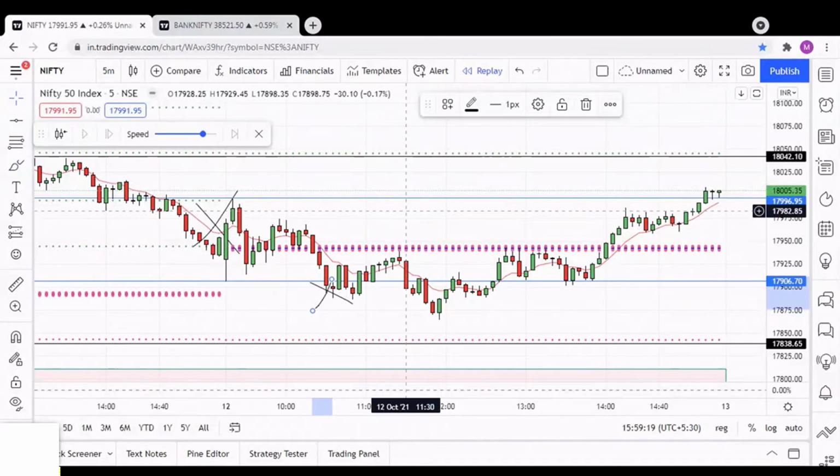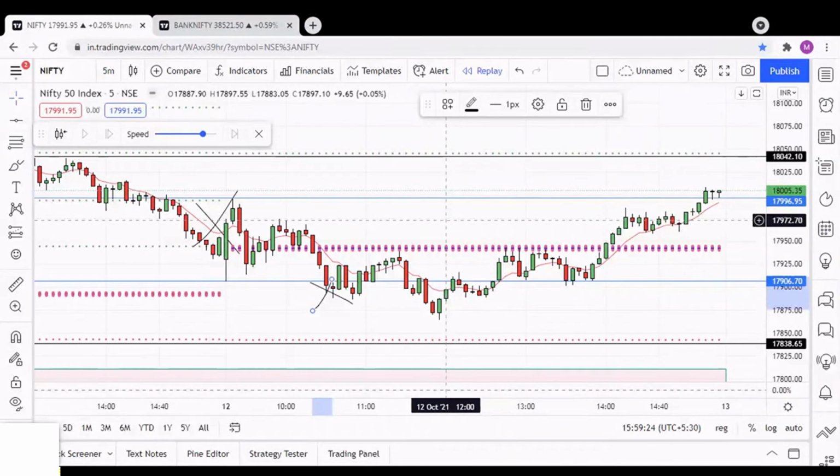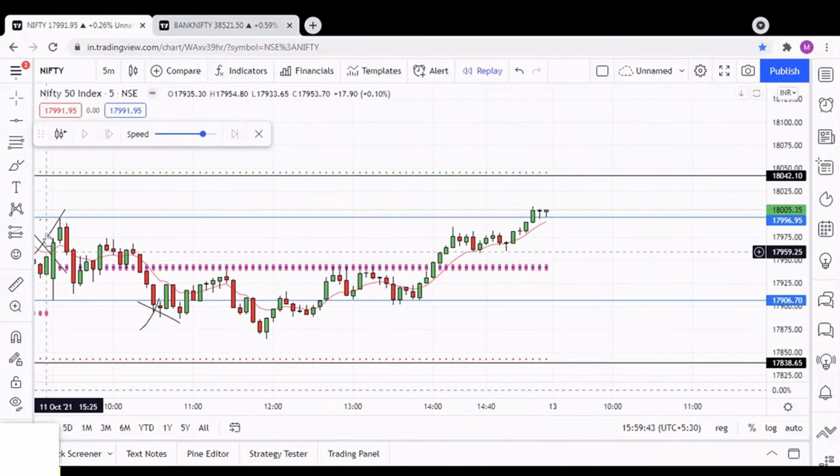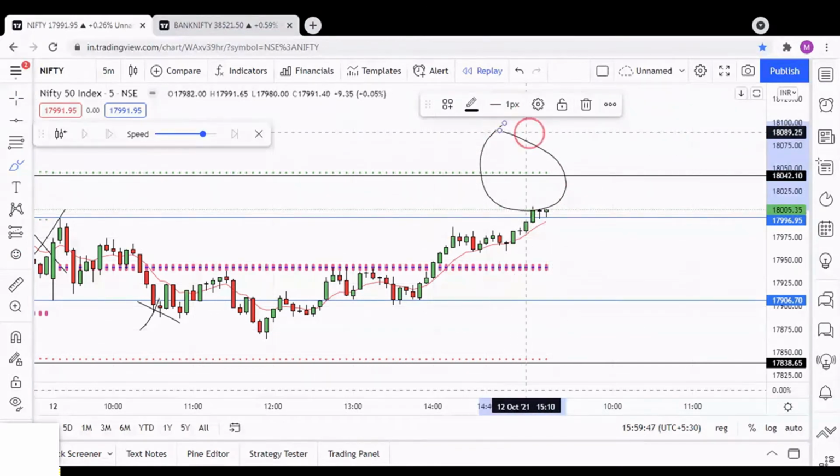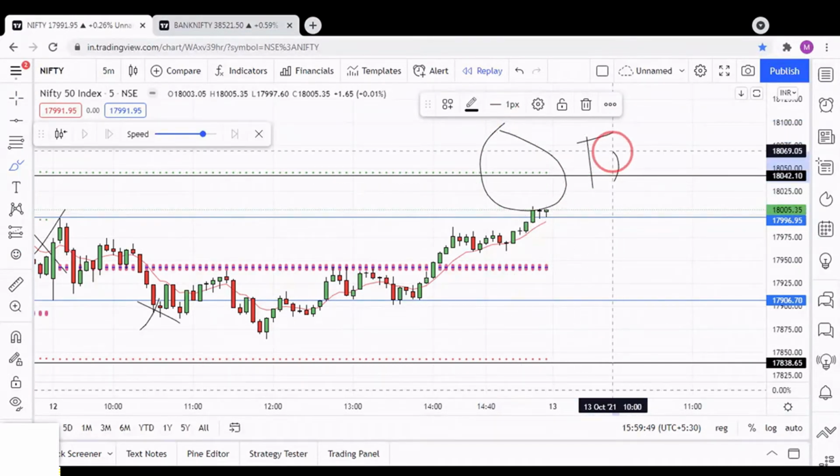And looking for other opportunities, there is no other opportunity today in Nifty because the market was almost sideways today and it doesn't come under our strategy. So today there is zero trade in Nifty.